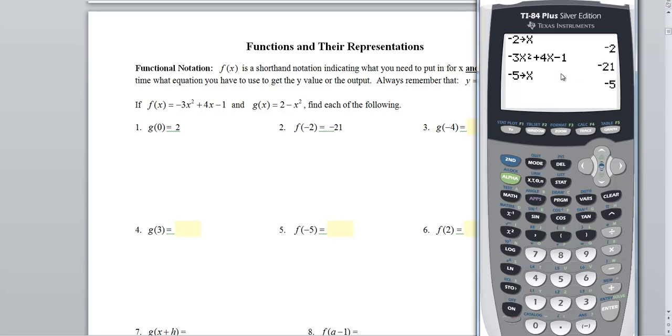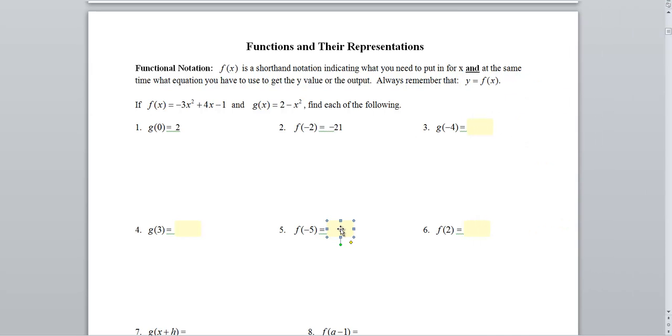Now here's the cool thing. I've already typed this function in once. I have a recall on this, and you have to use 2 fingers, or in my case 2 mouse clicks. I'm going to do second enter. If you'll notice, it got the very last thing I put in. If I do it one more time, there's my original function. So now the calculator knows I want negative 5 to be put in for x in this function. Let me hit enter. My answer should be negative 96. Well, let's see what I've got here. Yep, that's what I've got.